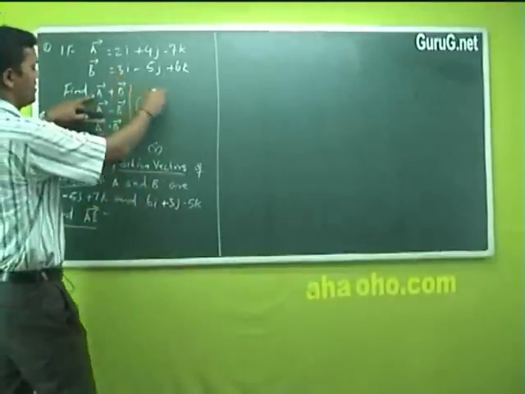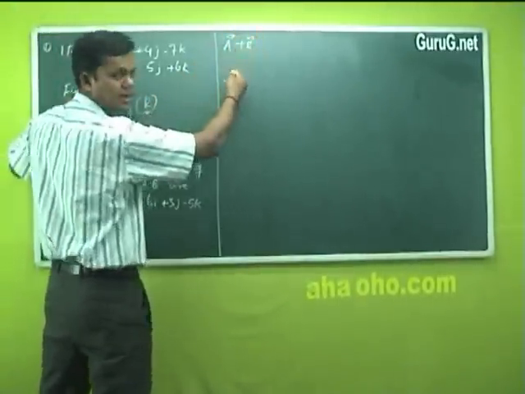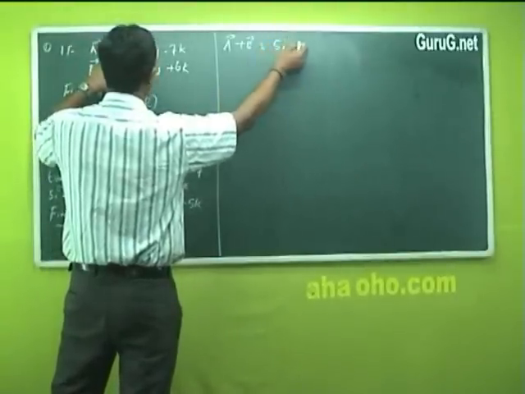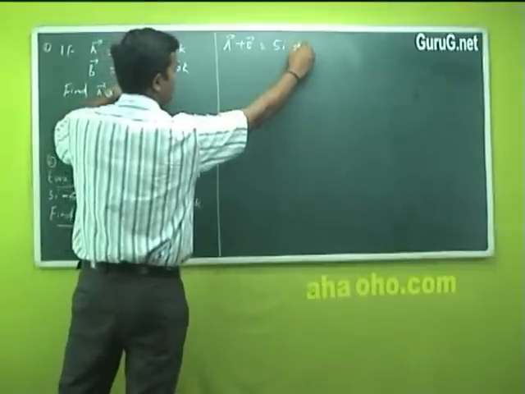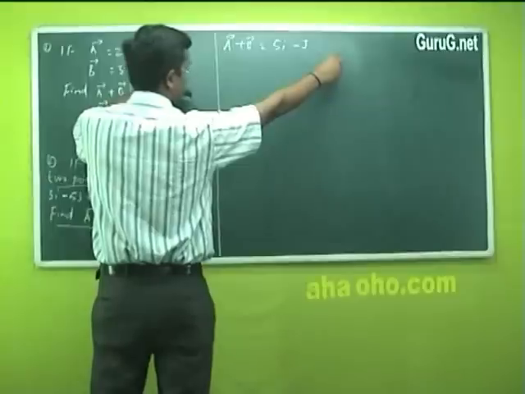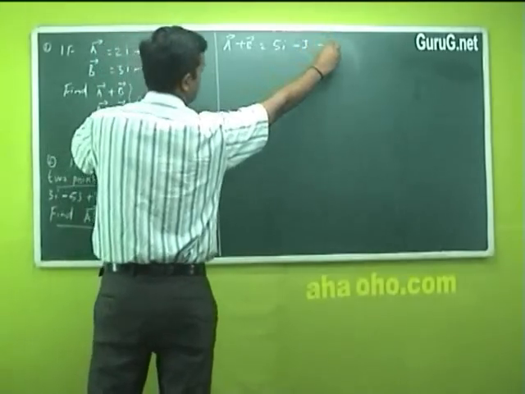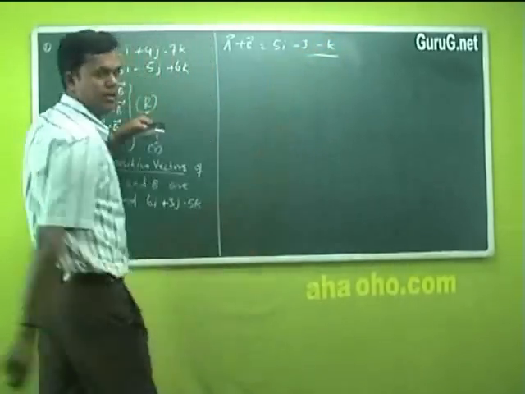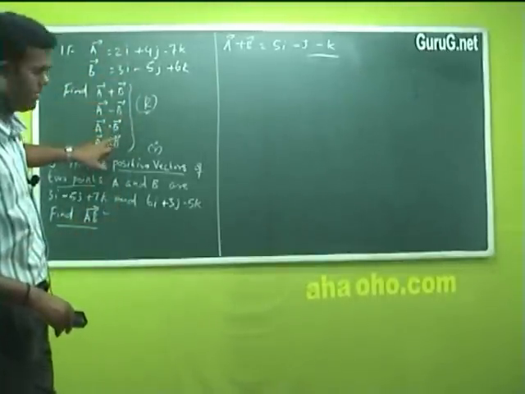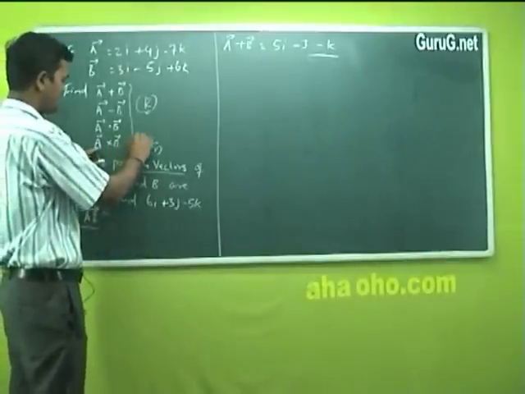What is this? These two vectors are given. How do we find A vector plus B vector? It's simply addition. You can just add this and write 5i, then 4 minus 5 is minus 1, minus j, and minus 7 plus 6 is again minus 1k, that is minus k. So it is just addition, then you go for subtraction, then multiplication and cross product. As it is, it will finish this problem, and the last one is a cross product.